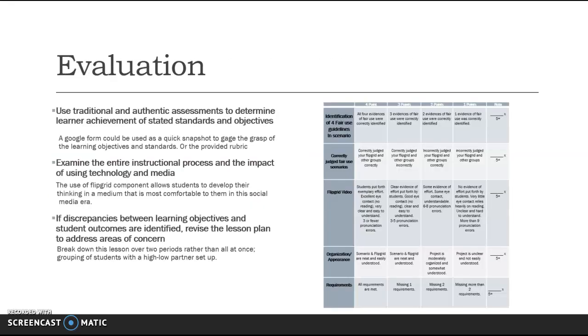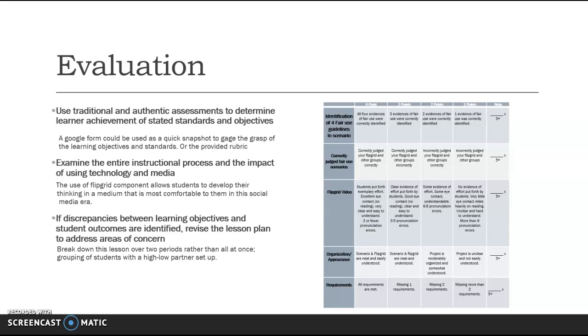As far as the evaluation, before anything traditional or formative has even begun, keep in mind that the students are checking each other and answering to each other, so this is going to give them an idea, are they on the right track or are they not? But as far as traditional and authentic assessments to determine if they achieve the standards and objective, a Google form could be used as a quick snapshot to gauge the grasp of the learning objectives and standards, or like I mentioned, the provided rubric.